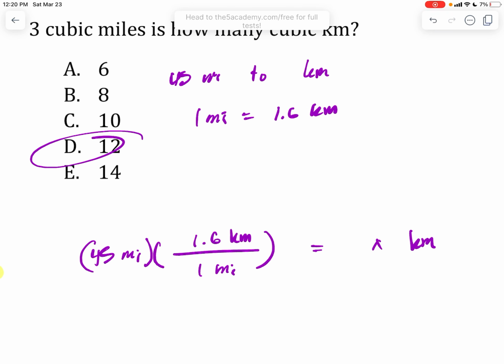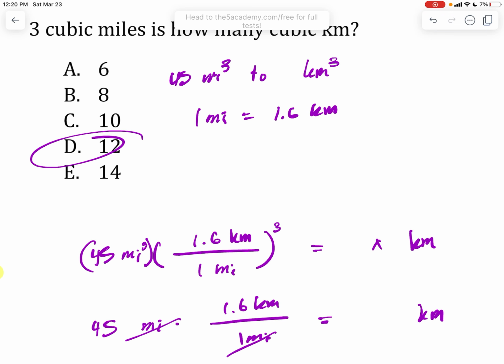Now, let's say we were asked, okay, we want to go from 45 miles cubed to some kilometers cubed. It's going to be 45 miles cubed, and you're going to take your conversion factor, but instead of leaving it as is, you're going to take it to the third power, right? Because what did we do before? 45 miles times 1.6 kilometers over 1 mile. The reason you get an answer in kilometers is because miles divided by miles is just going to be 1. There's no unit left. You're only left with kilometers as your unit.